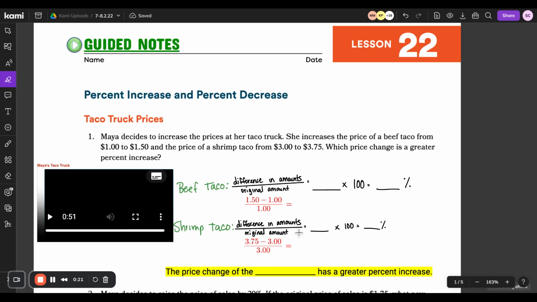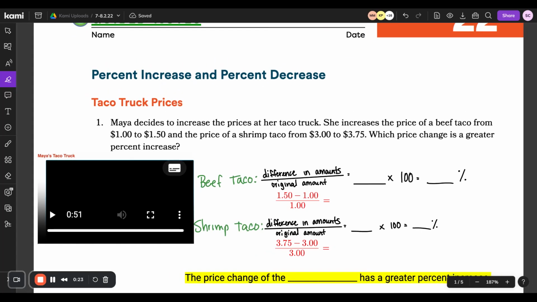All you are doing is trying to figure out, whenever a price increases or decreases, by what percent of the original amount did it increase or decrease. So to do that, you just find the difference in the amounts, meaning you subtract. And then after you subtract, you're going to divide the difference by the original amount. And normally that amount is given to you as a decimal. So similar to what we did in lesson 20, you're going to multiply by 100 to figure out what that number is as a percent.